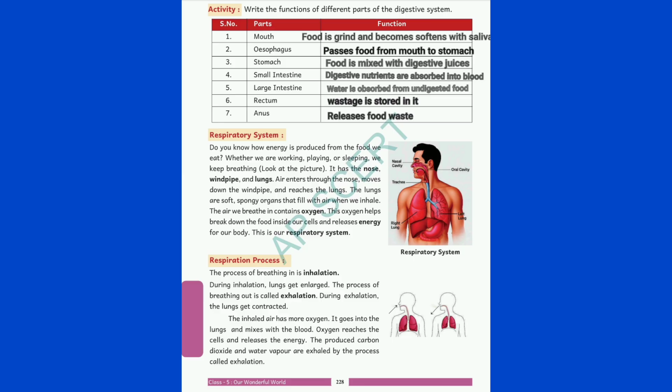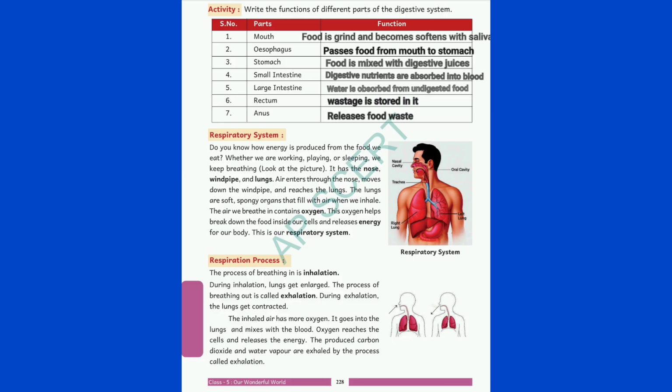Parts in the respiratory system: nasal cavity, oral cavity, trachea, right lung, left lung. Respiration process. The process of breathing in is inhalation. During inhalation, the lungs get enlarged. The process of breathing out is called exhalation. During exhalation, the lungs get contracted.